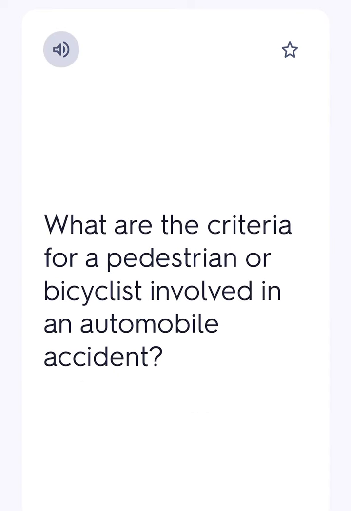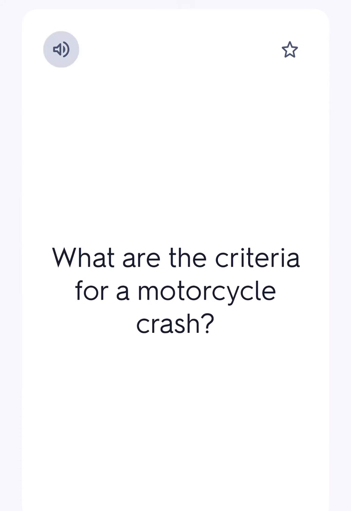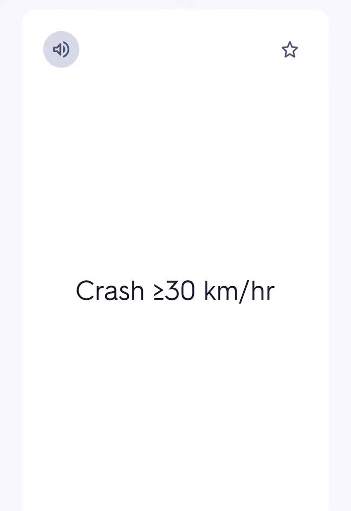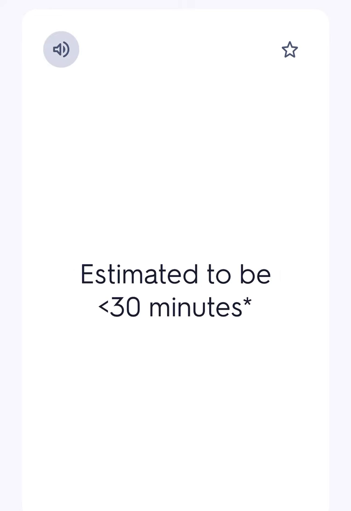What are the criteria for a pedestrian or bicyclist involved in an automobile accident? Thrown, run over or struck with significant impact by an automobile. What are the criteria for a motorcycle crash? Crash greater than or equal to 30 km per hour. What is the time limit for land transport to an LTH or regionally designated equivalent hospital? Estimated to be less than 30 minutes.